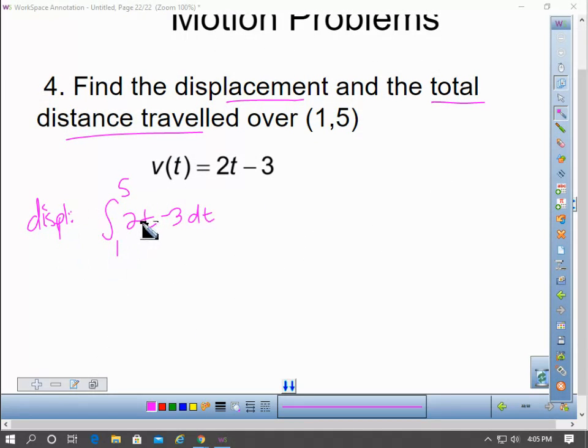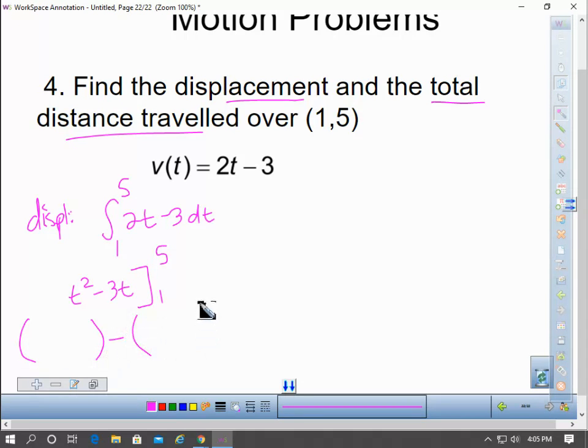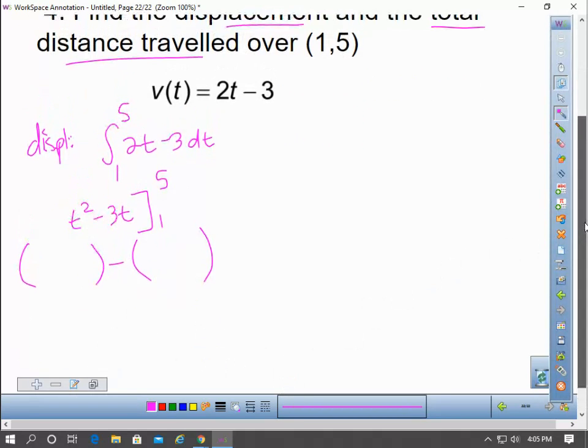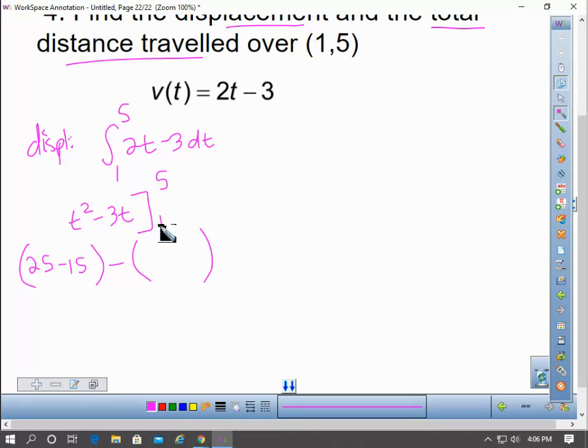Then that's just doing the antiderivative. We know that's t squared minus 3t, and I'm going to evaluate that from 1 to 5. So I'm going to do the fundamental theorem of calculus. We're going to put the 5 in first. That's 25 minus 15. Then we're going to put the 1 in, so 1 minus 3. That's going to be 10 plus 2, because I'm going to get negative 2, and then I'm minusing negative 2. So that answers 12. That means I'm displaced 12 units from where I started.